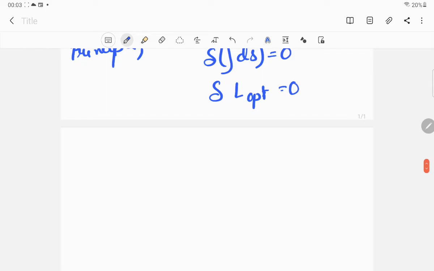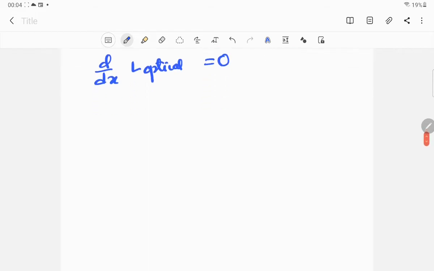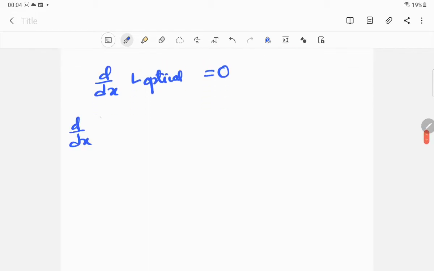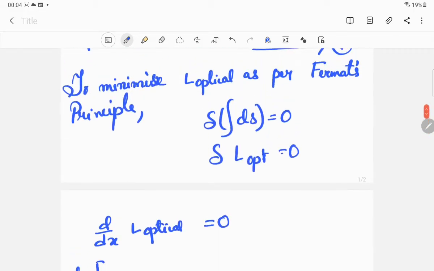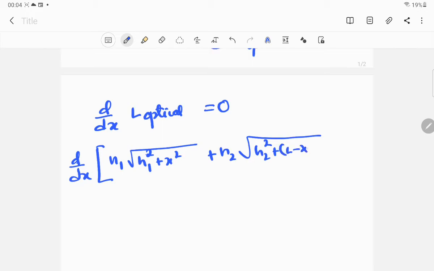Since we are talking about the variable distance, which is nothing but X, and we are considering that dimension only, we will write d by dx of L optical is equal to 0. So d by dx of L optical, whose value you know, N1 root over H1 square plus X square plus N2 into root over H2 square plus L minus X whole square, must be equal to 0.